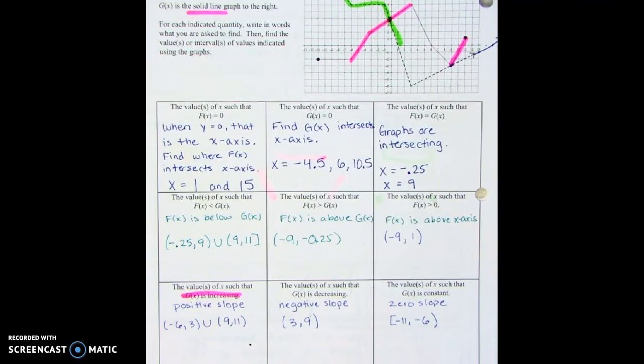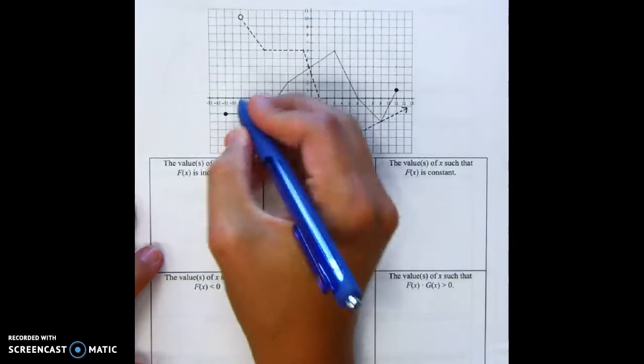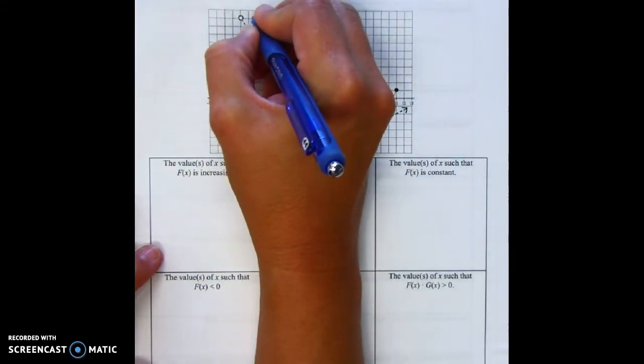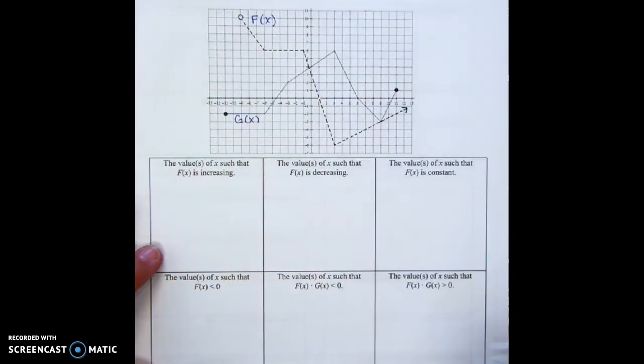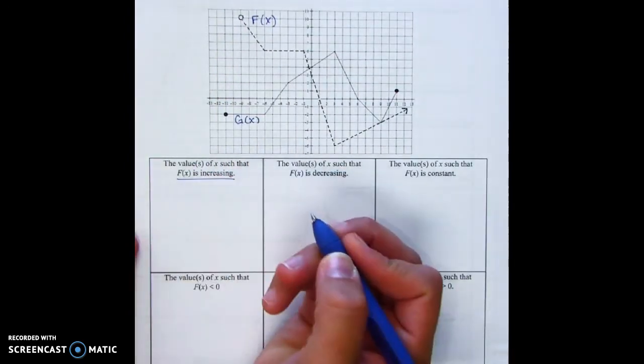Okay, so turning the page, we have the same graph, but just new questions, and it's nice to have a clean graph because I drew all over the other one. So let's remind ourselves that G is a solid line and F is a dotted line in this example, so we don't get mixed up. Okay, so what are the x values at which F is increasing?